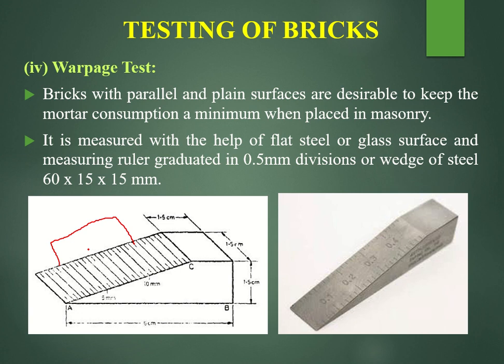But I told we can expect two types of warpages, like we have concave and convex. So in the case of concave warpage, when we try to place the brick, if the brick is subjected to concave warpage, it will be like this. You can see there is concavity, and there is a gap between the steel wedge and the brick surface. This may not be identified by your naked eye, but you can test it here. So this is concave warpage.